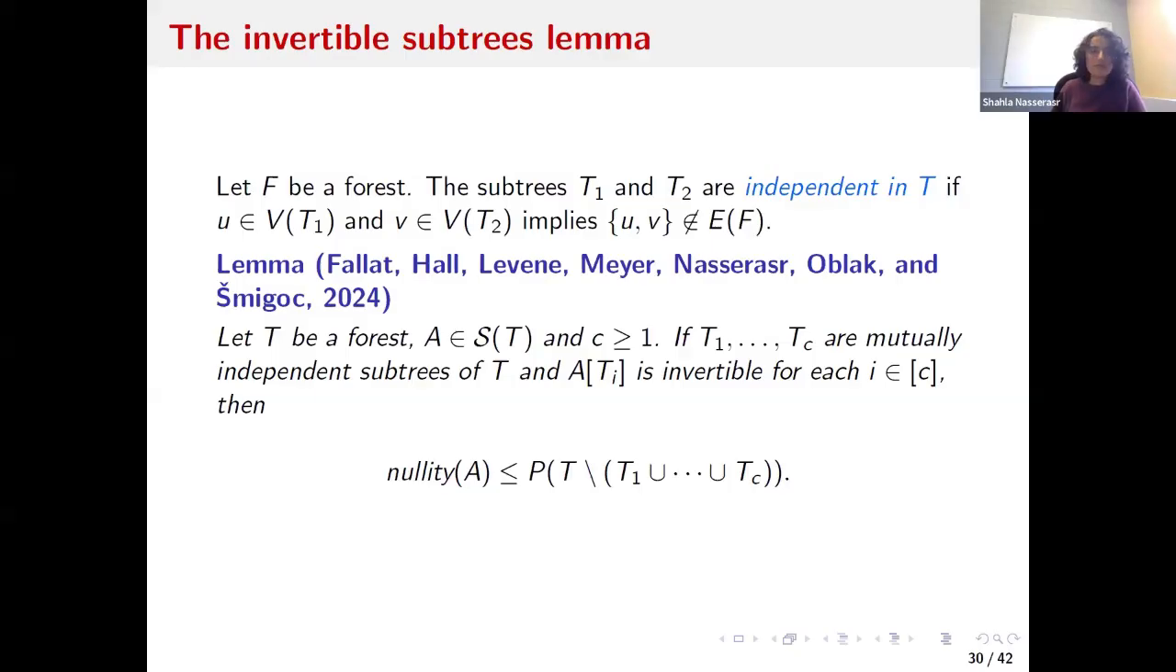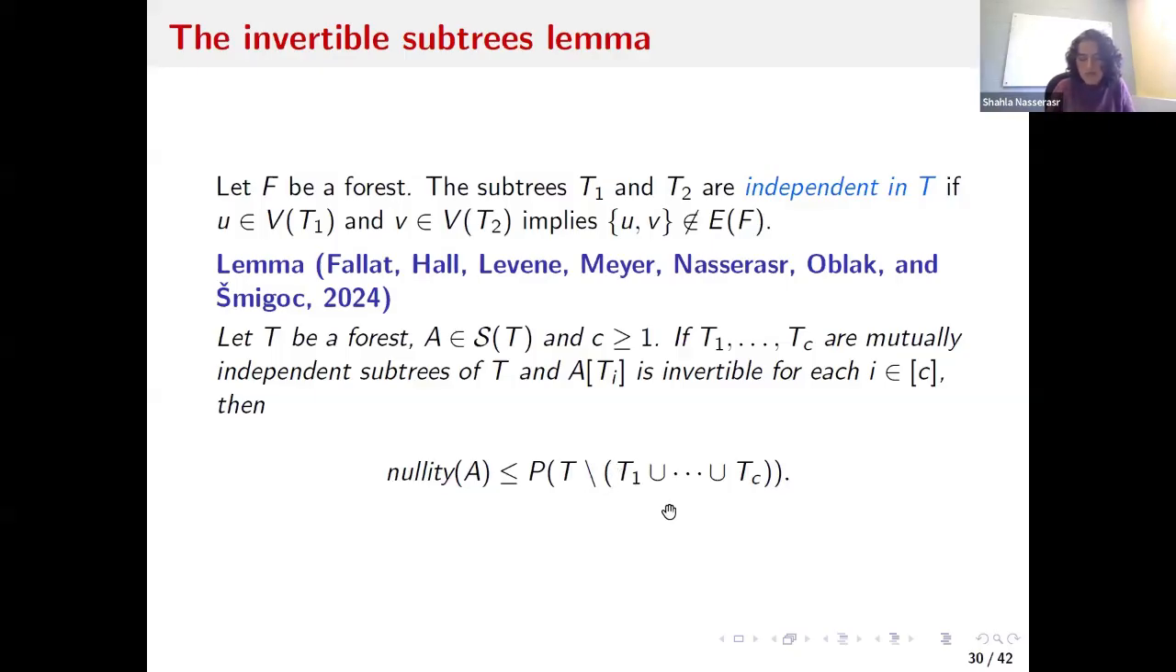And having that, we have this invertible subtrees lemma that says if we start from a forest and pick a matrix A for that forest, so that the mutually independent trees T1 to Tc have their corresponding principal submatrices be invertible, then by deleting those, the nullity of the large matrix is at most the path cover of the graph that we obtain by deleting them. I probably didn't say it right again, but I'll show an example in a minute. So let me mention it one more time.